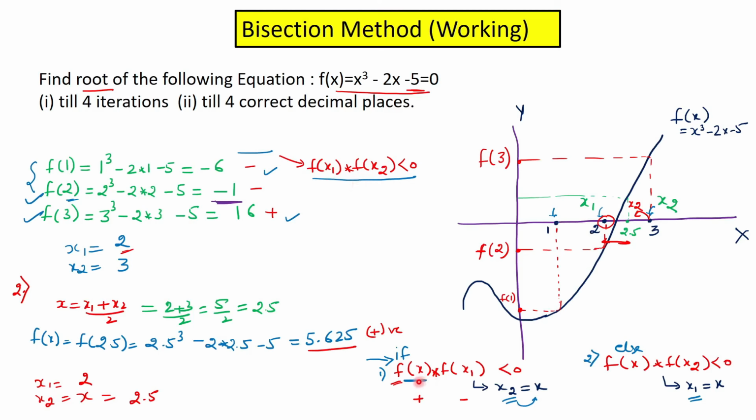The next thing is, why are you changing x2 when this condition is true? And why are you changing x1 when this condition is true? Why not x1 here and x2 here? So here if you can see, this is my x1 and this is my x2 initially.